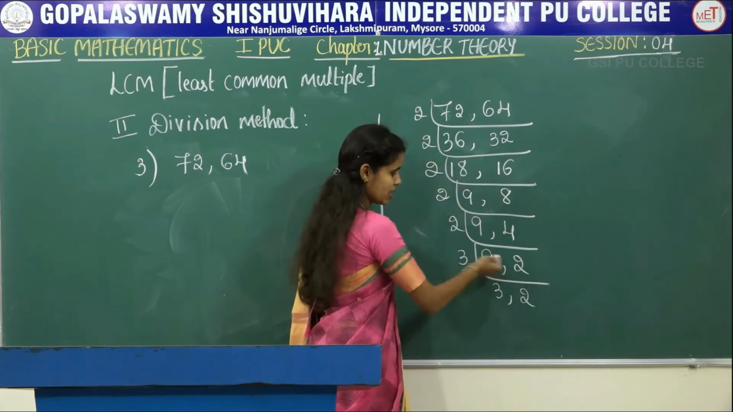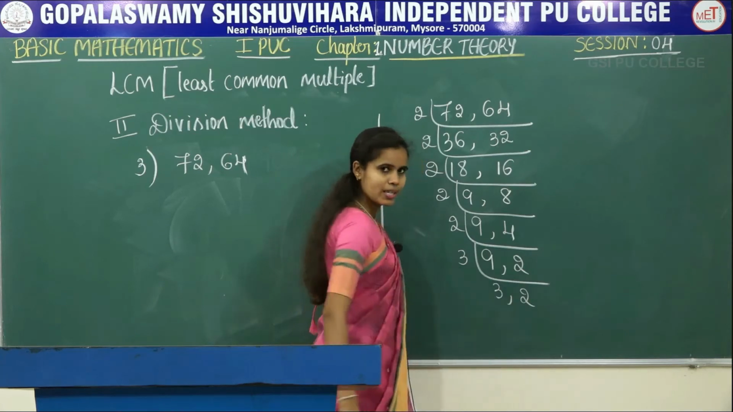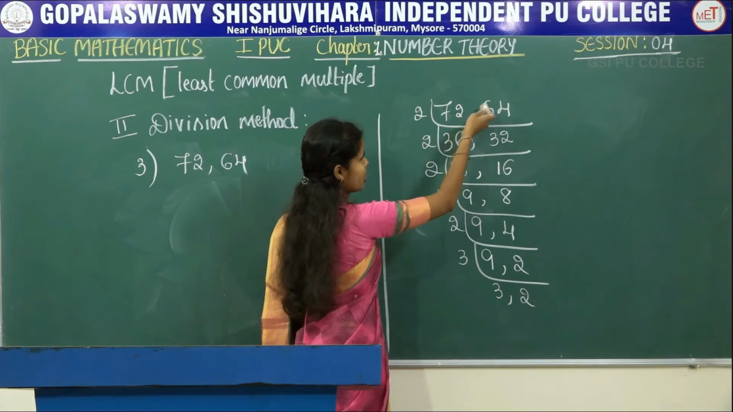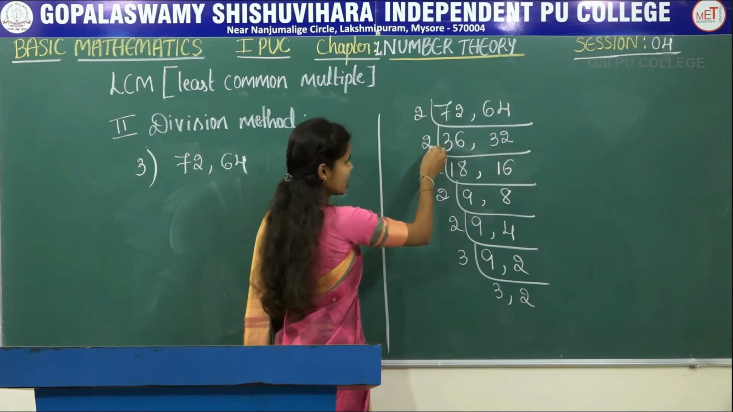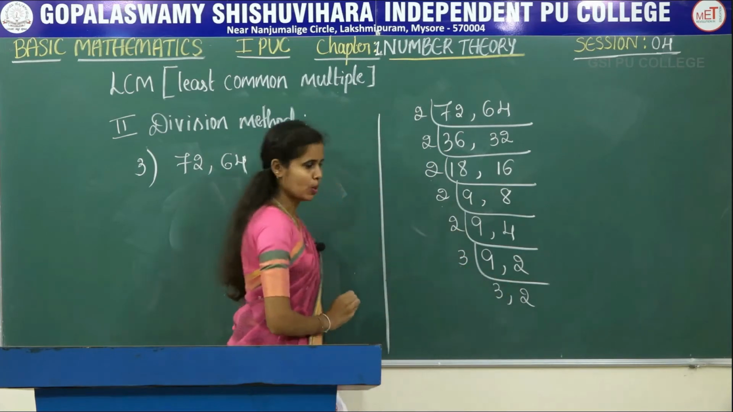So 2 is not divisible by 3, so write it as it is, 2. So 3 and 2 are distinct prime numbers. So stop here. Therefore the LCM of 72 and 64 is 2 into 2 into 2 into 2 into 2 into 3 into 3 into 2.